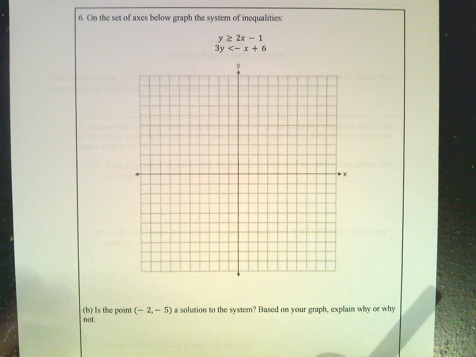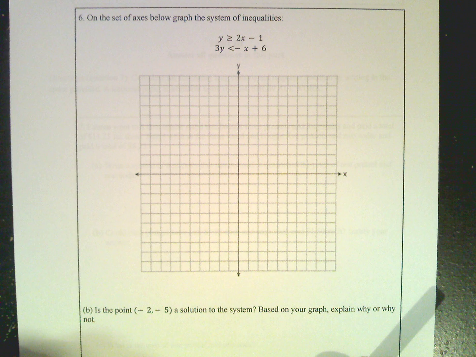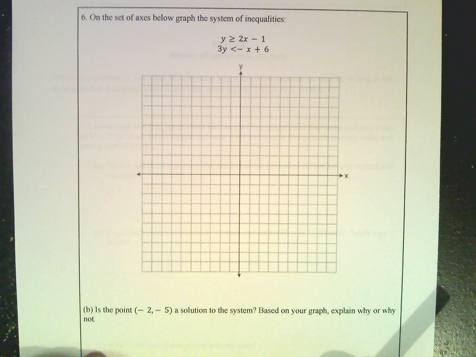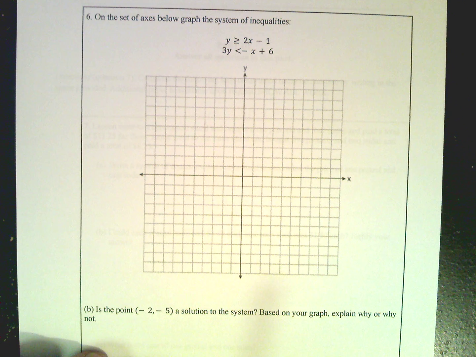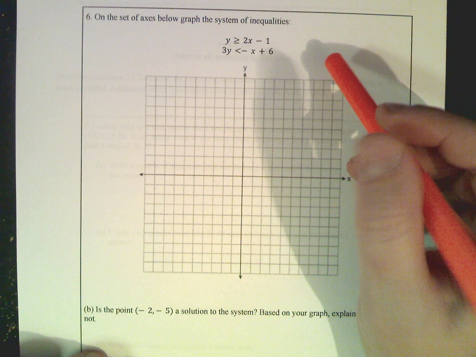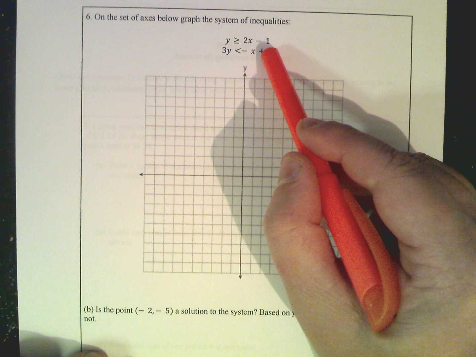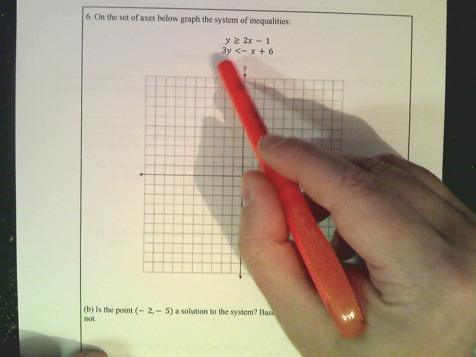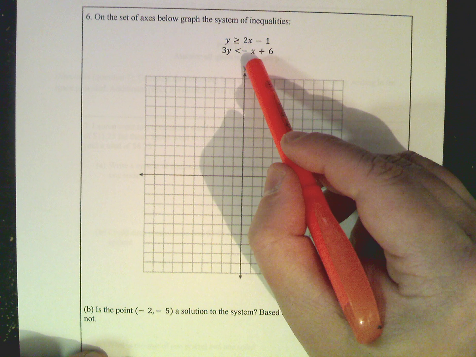If you feel I'm going too fast, always feel free to, at this point, especially that we're on part 2, you should be pausing between questions and doing your work. So when I read something, pause, do the problem, and then restart the video. So, number 6. On the set of axes below, graph the system of inequalities. So the two inequalities are y is greater than or equal to 2x minus 1. And the other inequality is 3y is less than negative x plus 6.